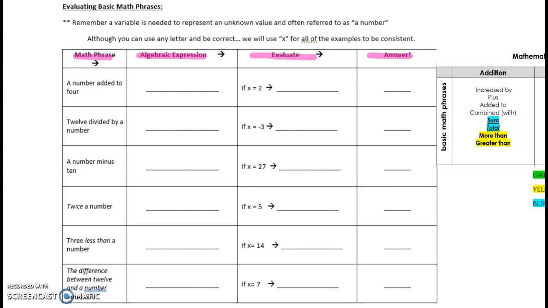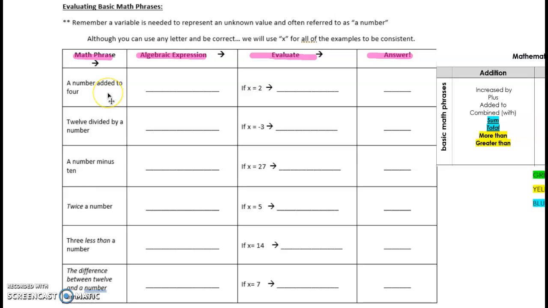We talked about how variables are used to represent an unknown number, and often in phrasing it's said as a number. Although I mentioned you can use any letter to stand in for a number, we're going to use x for all these examples just to be consistent.